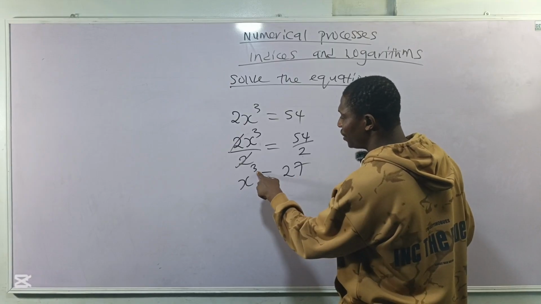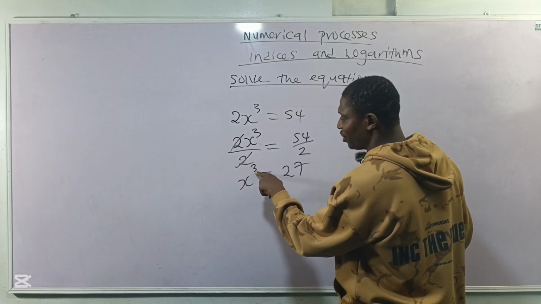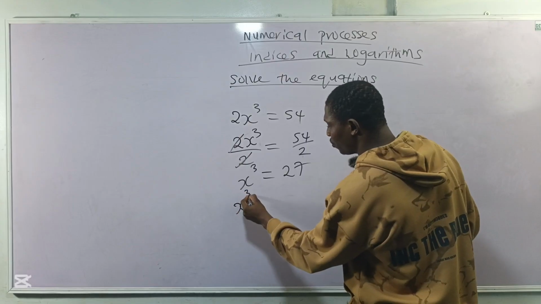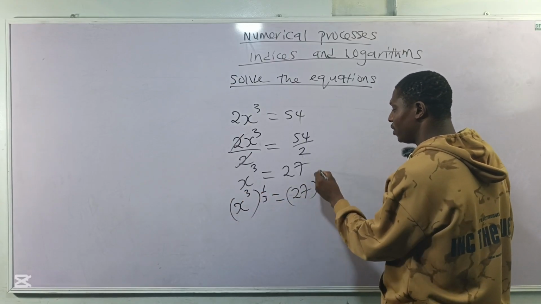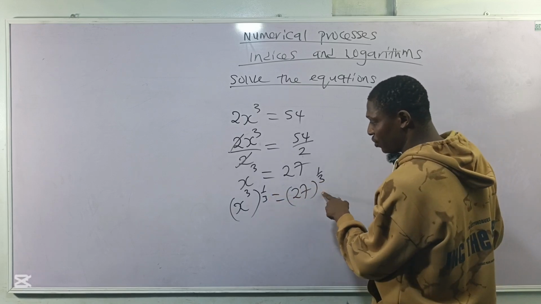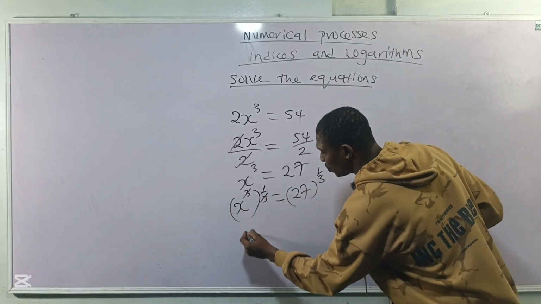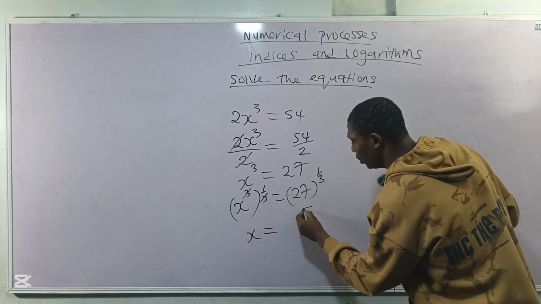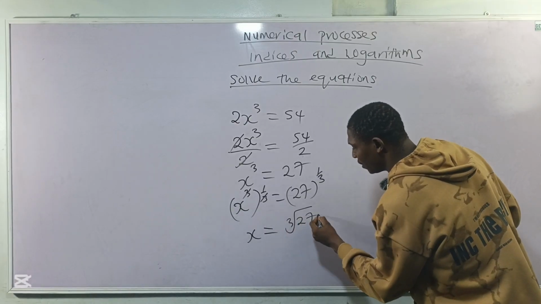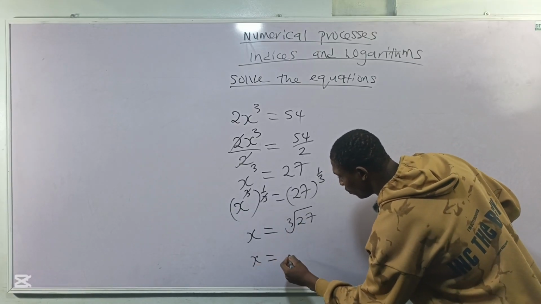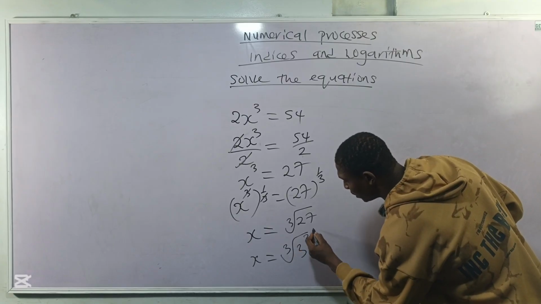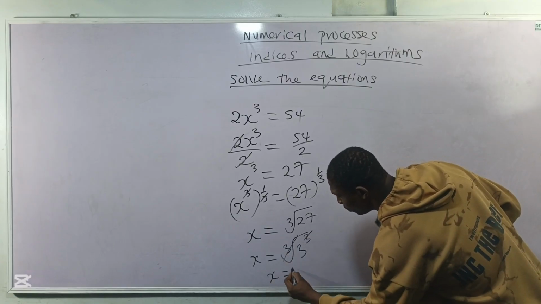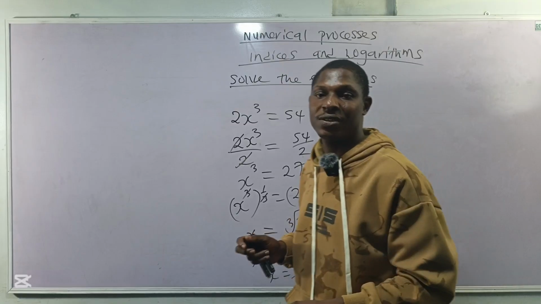To remove this 3, I have to multiply by the reciprocal of 3, which gives me x raised to power 3 in brackets 1 over 3, and 27 raised to power 1 over 3. Whatever I do here, I must do here, remember. So this will cancel this, and I'll have x equal to the third root of 27, which gives me the third root of 3 raised to power 3. And this will cancel this, and x will be equal to 3 as my answer.